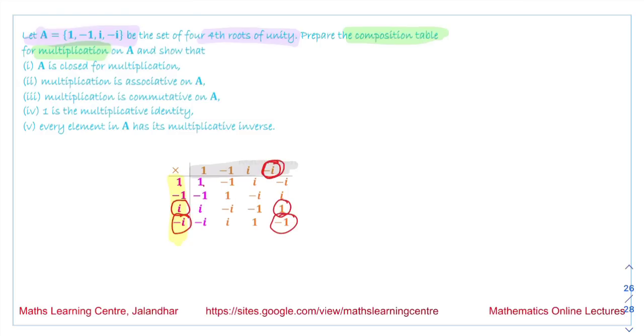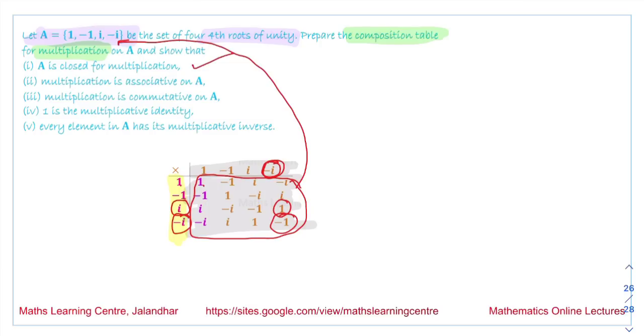So this is the composition table that we have obtained. We have to prove that A is closed for multiplication. So look at all these values over here. These are all values, the answers we are obtaining, and these are from the set A. So we are saying that A is closed for multiplication.